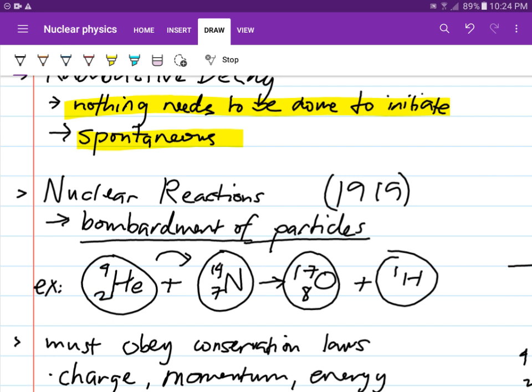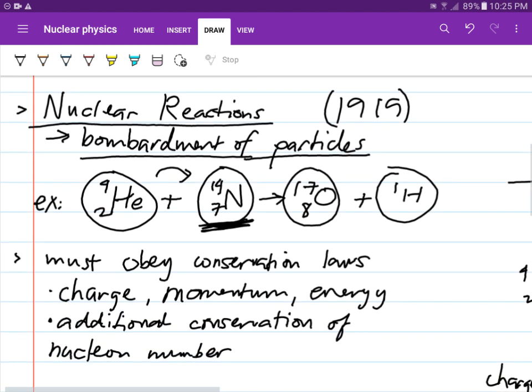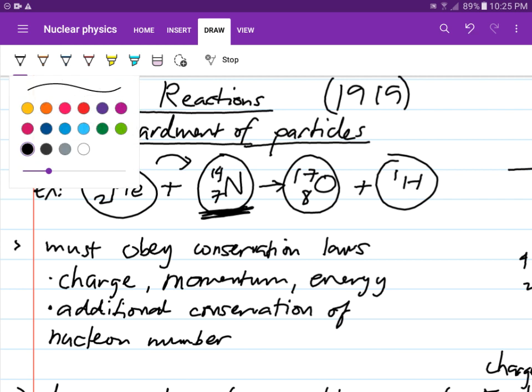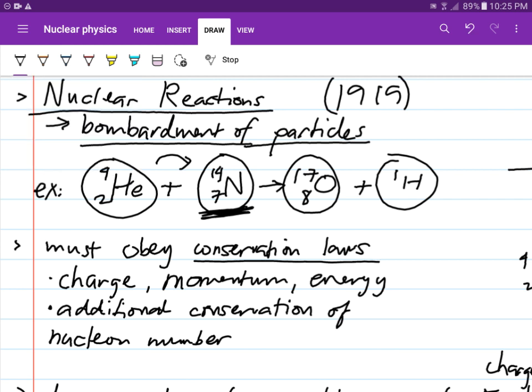So for nuclear reactions to happen, you need to have something to bombard a nucleus to start a reaction. Nuclear reactions must obey some conservation laws. Particularly, they should follow conservation of charge, momentum, energy, and we are going to add another conservation law, which is conservation of nuclear number.